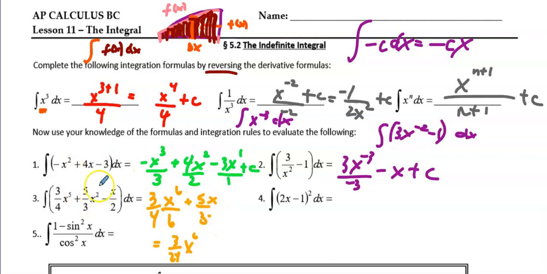So times x, we're going to add 1 to the power. We're going to get a 3 here, so we're going to divide by 3. So this is going to be plus 5x cubed over 9.